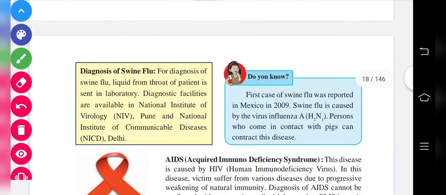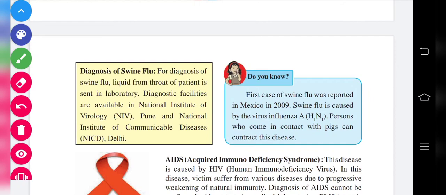Next is the diagnosis of swine flu. Diagnosis of swine flu is available at the National Institute of Virology in Pune, and the National Institute of Communicable Diseases in Delhi. There are two laboratories available in India. For diagnosis, liquid from the throat of the patient is sent to the laboratory. Virology means virus study.